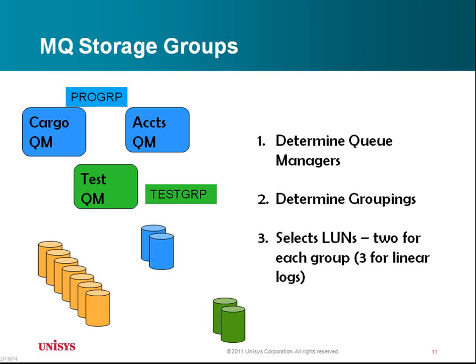So the MQ storage group for production might be housed on higher performing disks than, let's say, your queue managers that you use for test. The MQ storage group lets you decide how to collect up your queue managers into hardware groupings. Once allocated to a certain storage group, the queue managers themselves can be moved from one to the other.